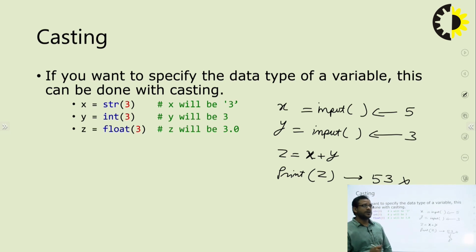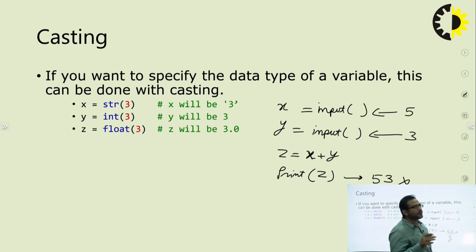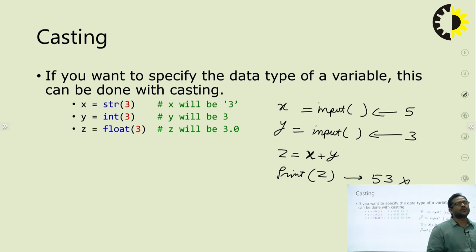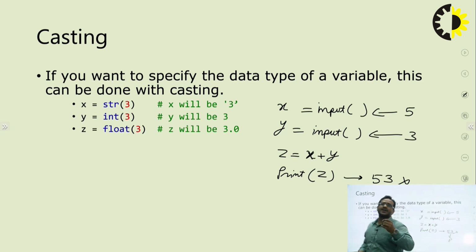So what is the problem? The problem is that whenever I call an input function, by default it takes the value in string format. Whatever you insert, either in integer form or string form, whatever you insert at input time, it is taken as a string. So if you check the type of x, it shows str, string.